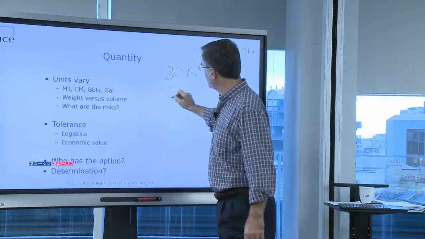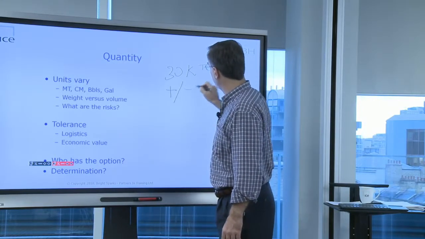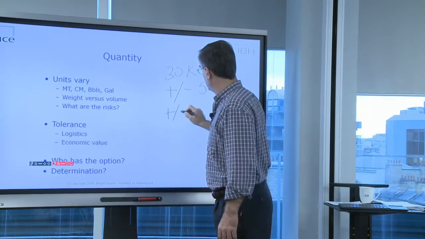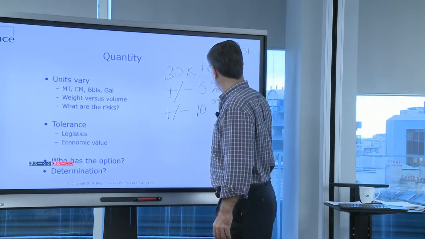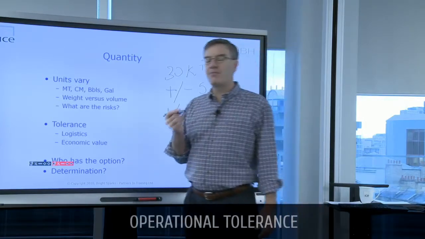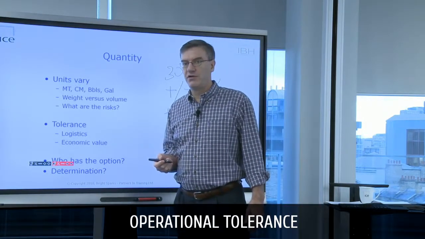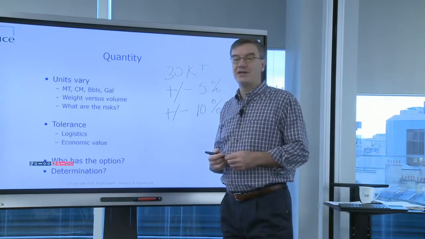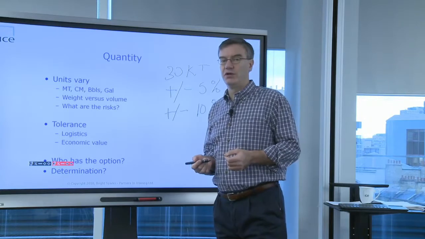And commonly, we would expect to have something like plus or minus 5%, or plus or minus 10%. We call this operational tolerance. The reason we call it operational tolerance is because it's not necessarily a trading tool.